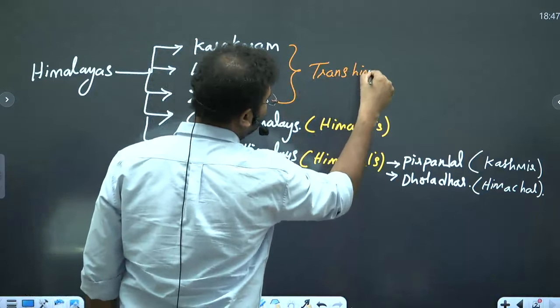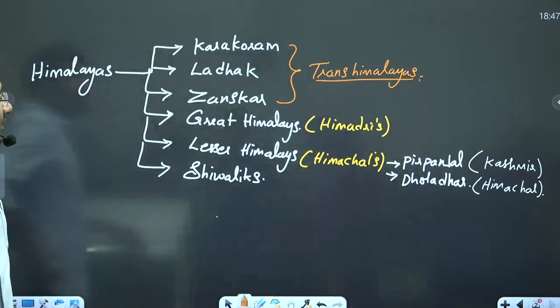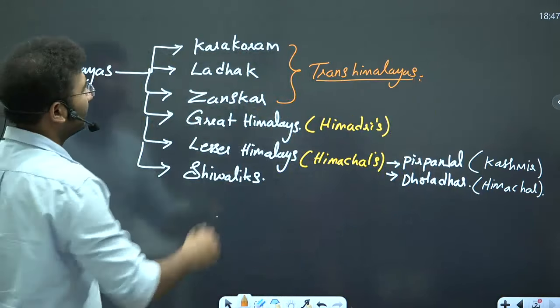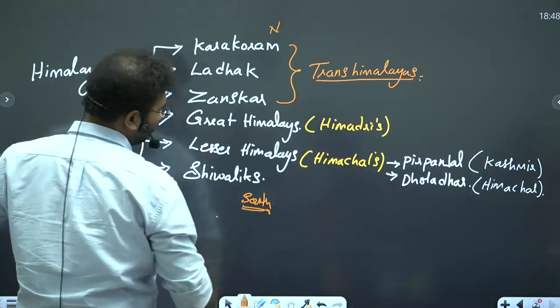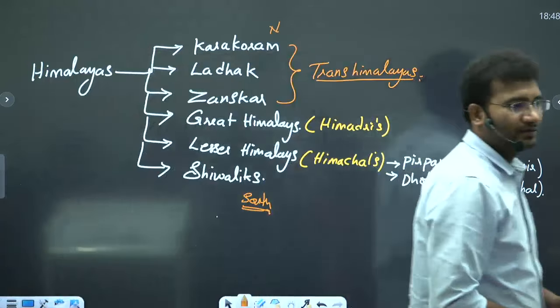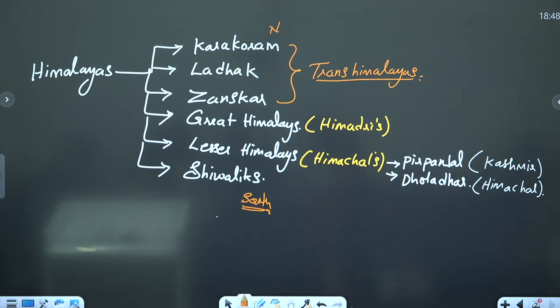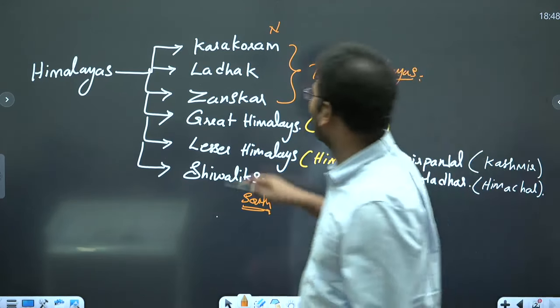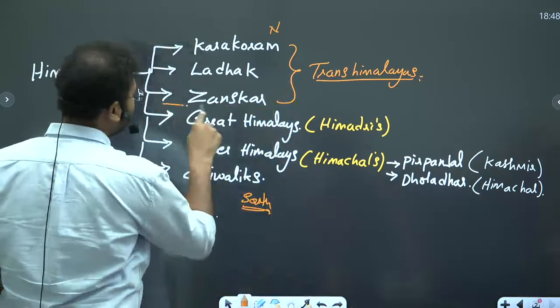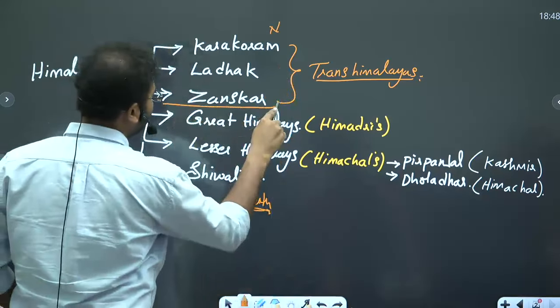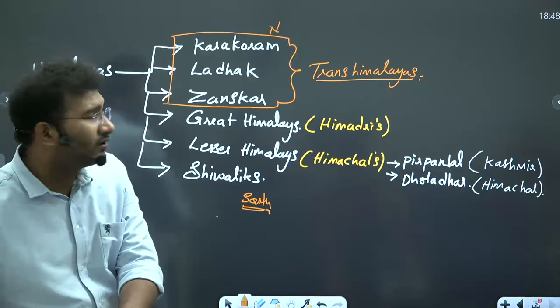Naktib also you can add, but so broadly the classification of Himalayas from north to south. This is the northernmost and this is the southernmost. Right? This is how the Himalayas are further divided into. You need to understand how these Himalayas are formed. Okay? And these three mountain ranges together, they are called as Trans-Himalayas. So trans are nothing but Karakoram, Ladakh, Zanskar.